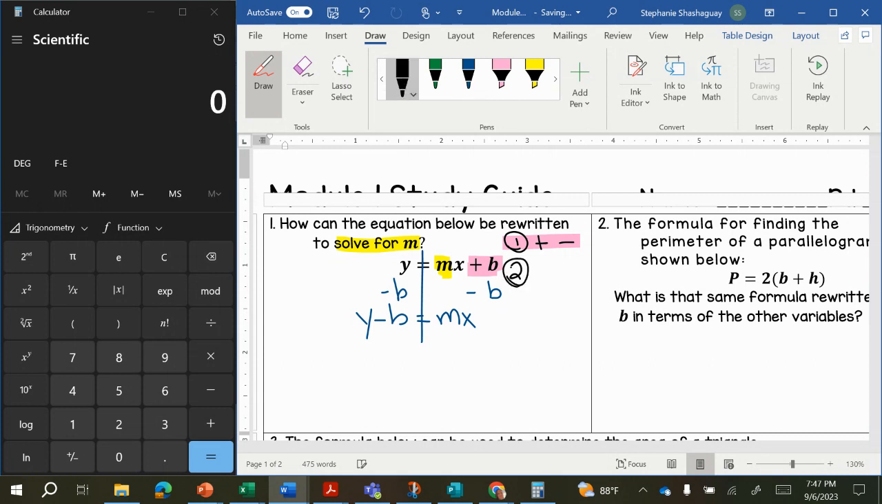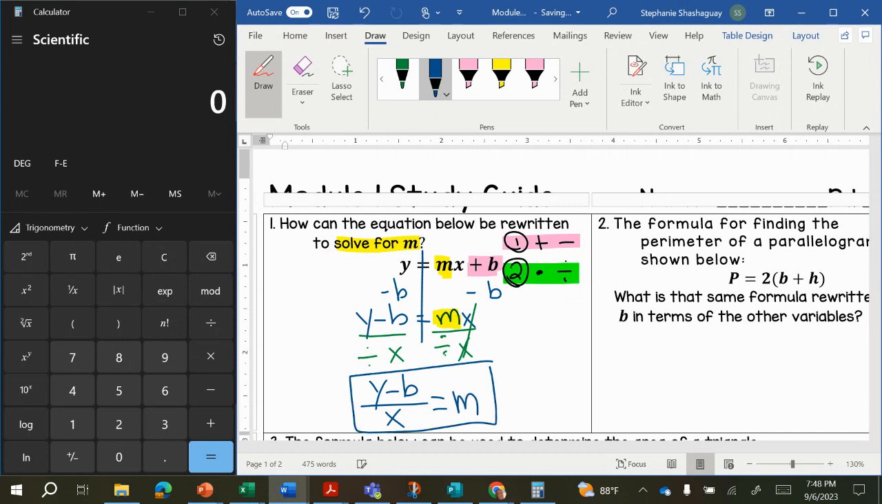Then I said my second step was to either multiply or divide. So in my second step, here I see that this m is being multiplied to the x. So I actually want to divide both sides by x in order to get the m alone, because x divided by x will become 1. And so over here on the other side, I just end up with y minus b divided by x is equal to m. Now I have the m all alone, and I've solved for the letter m.